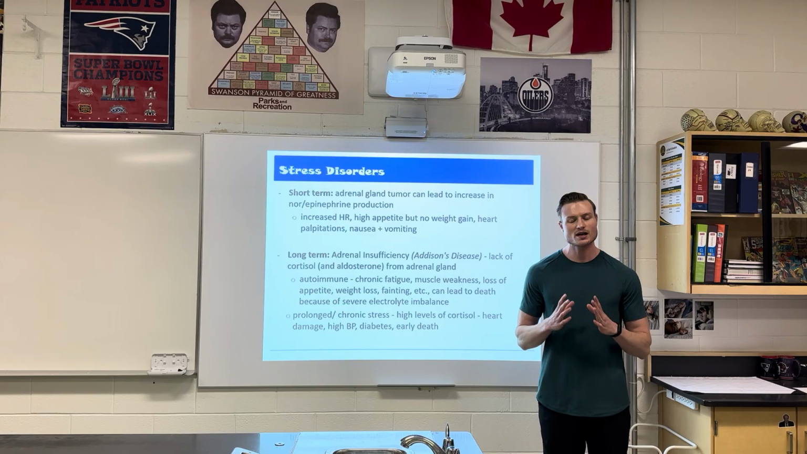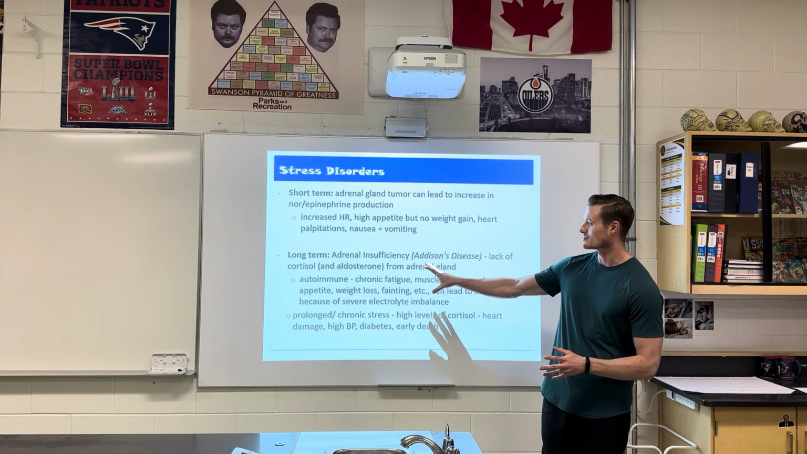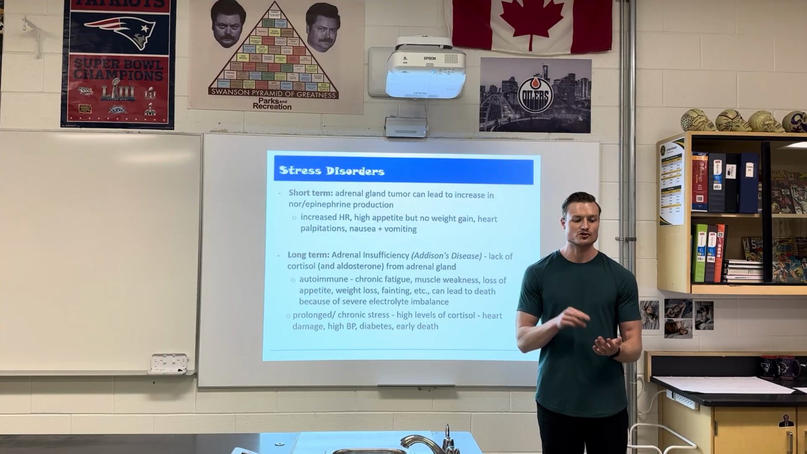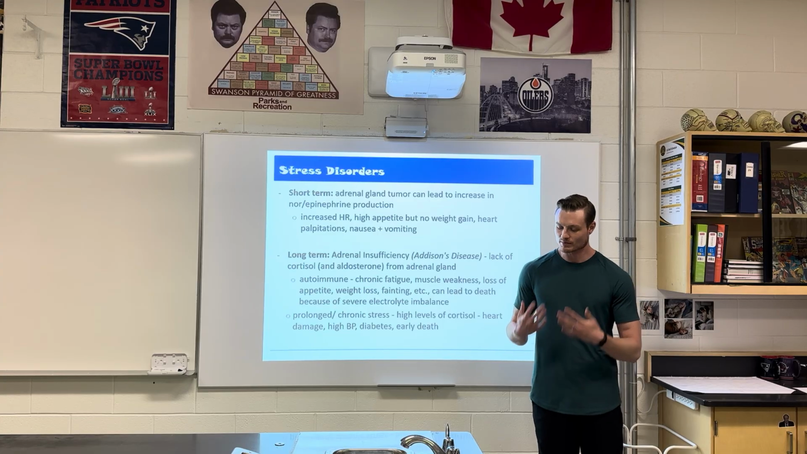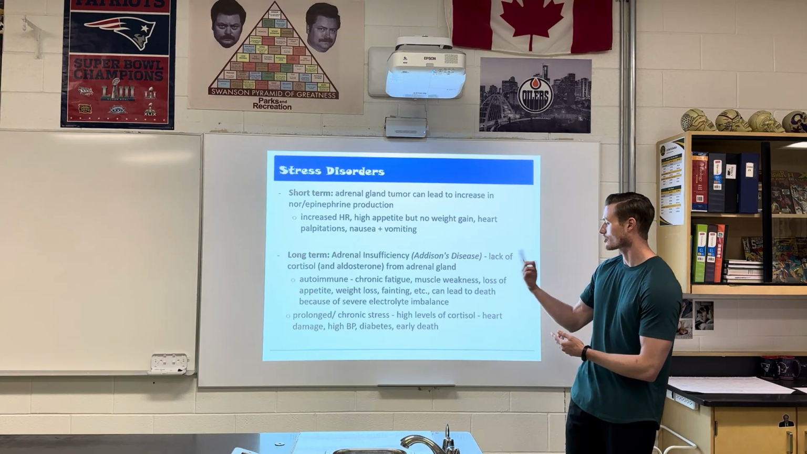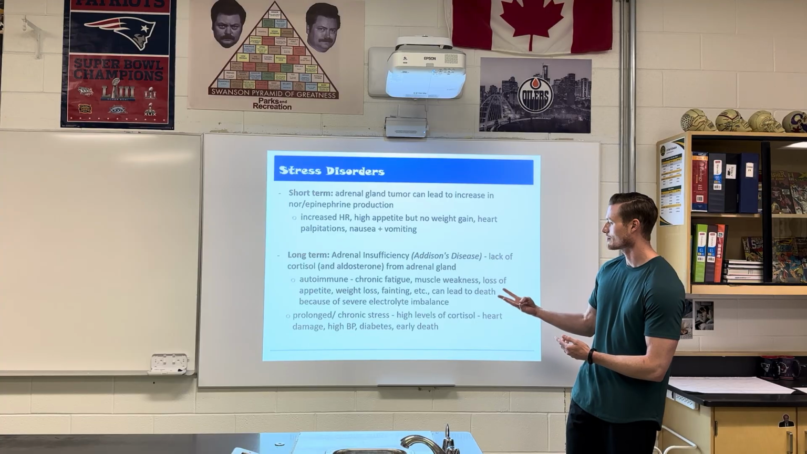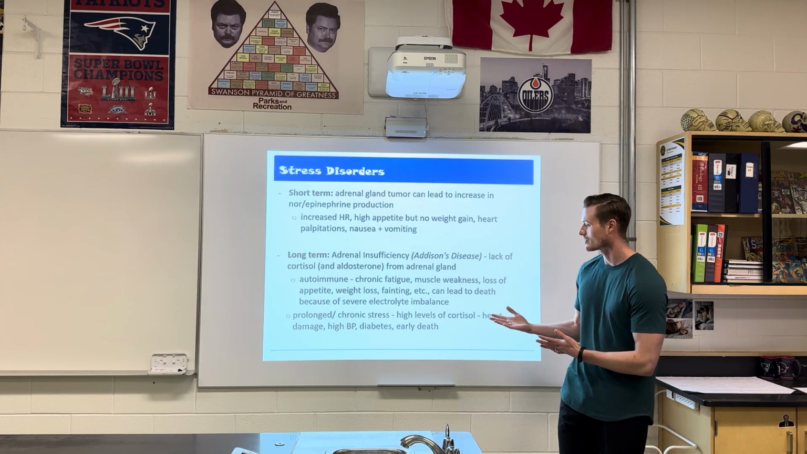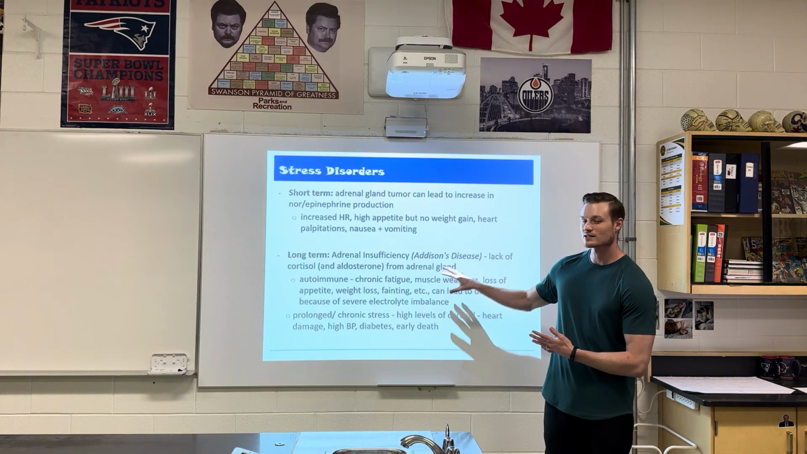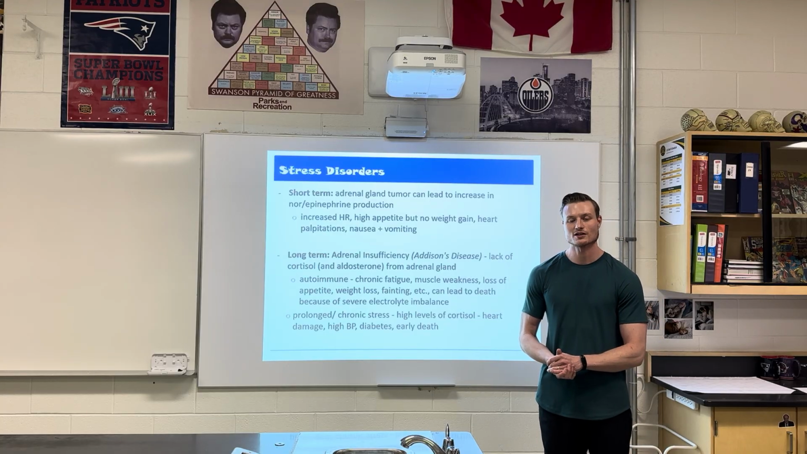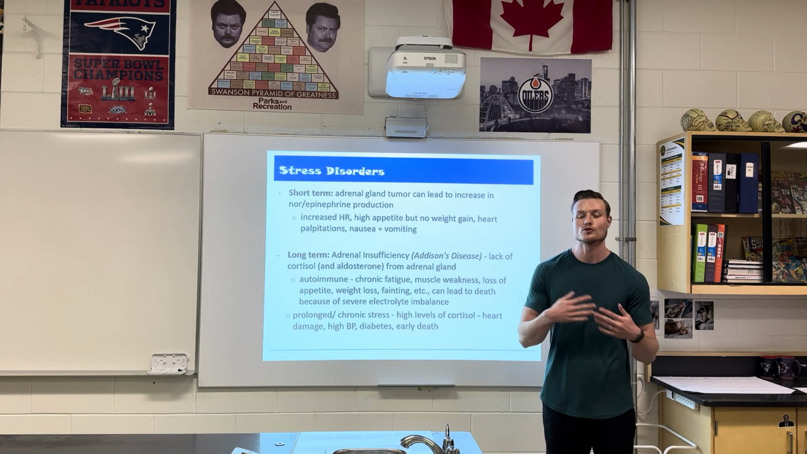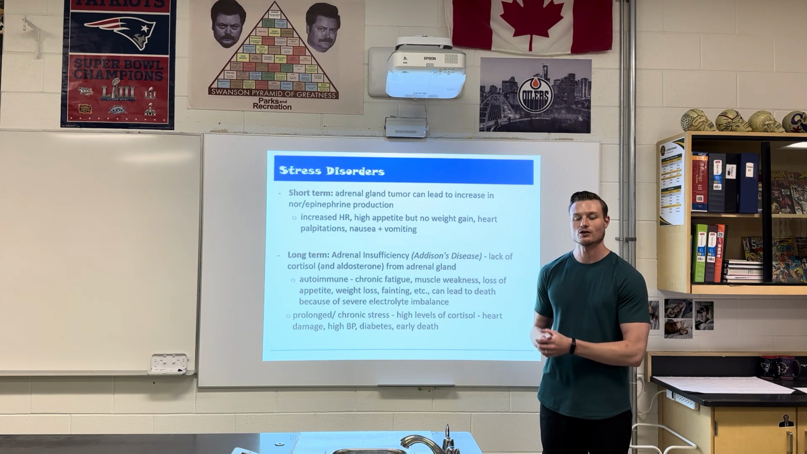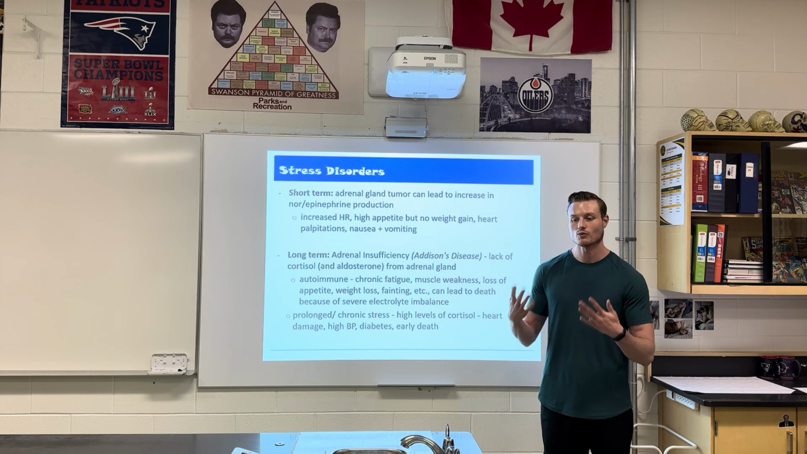But the main disorder here would be Addison's disease. Addison's disease is an adrenal problem. It means you lack cortisol, you lack aldosterone, you have a problem with your adrenal gland. Because of that, we're going to have a lot of symptoms like chronic fatigue, muscle weakness, loss of appetite, weight loss, electrolyte imbalance. And if nothing is done about it, it could lead to death. But obviously, if you find out you have Addison's disease, you would manage it and know that, okay, I have low adrenal hormones. What am I going to do about that?